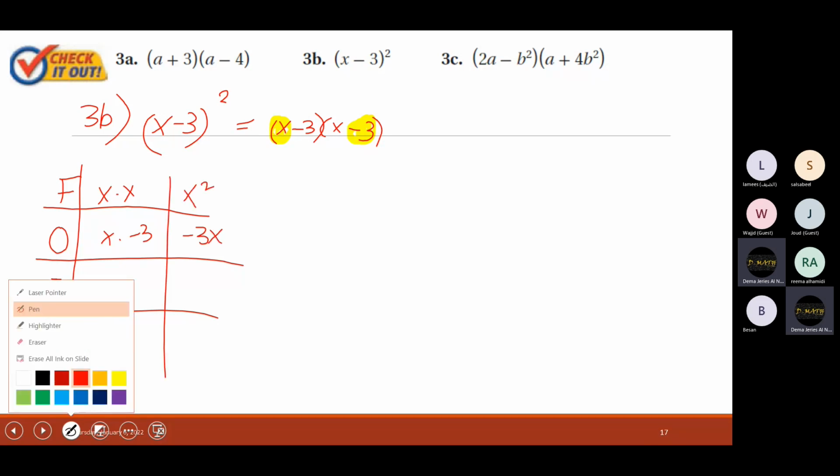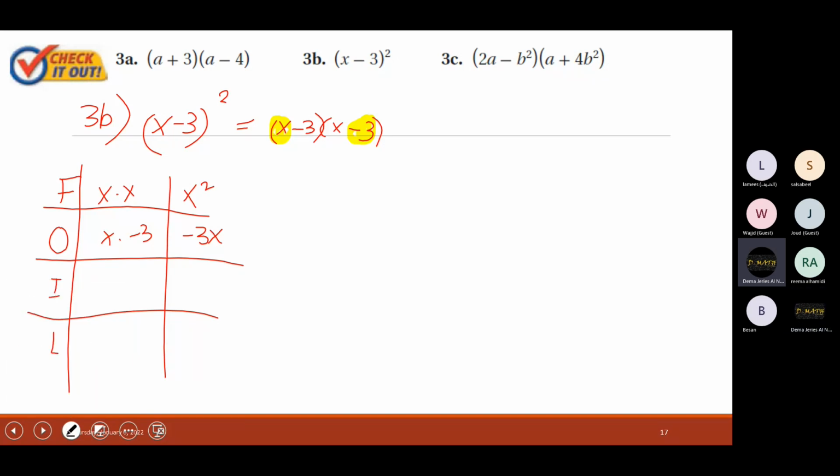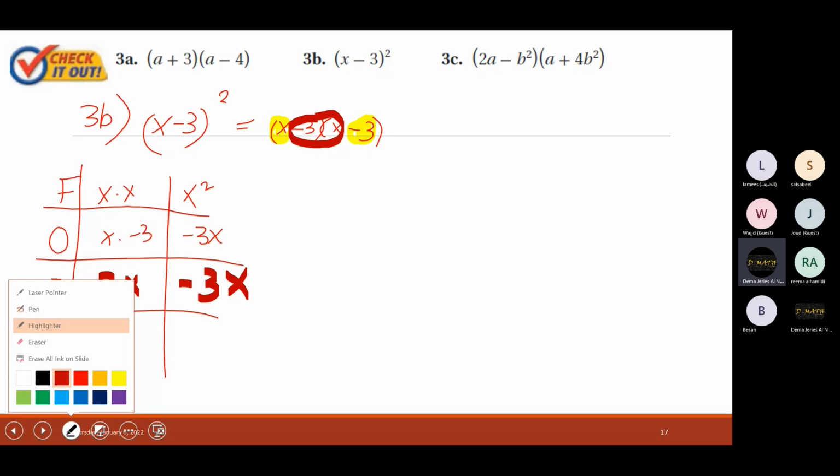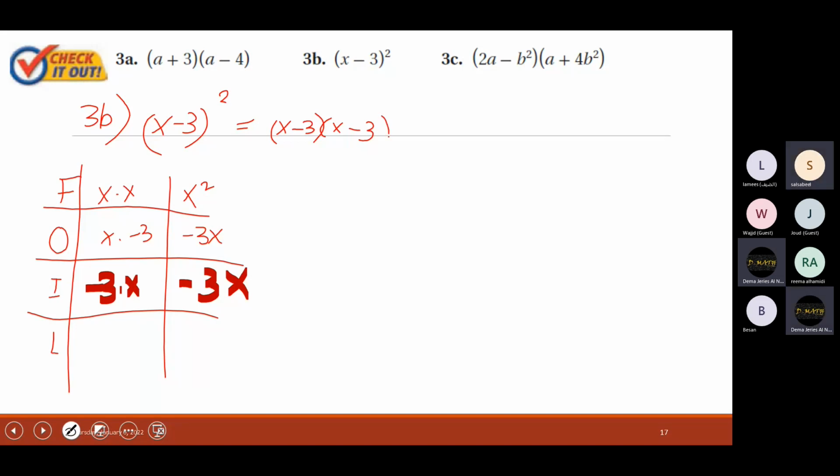Now, where is the inner? The inner terms are next to each other: negative 3 and x, which gives negative 3x. And where are the last terms? Yes, negative 3. The last term in the first bracket and the last term in the second bracket are negative 3 and negative 3, and negative 3 times negative 3 is positive 9.